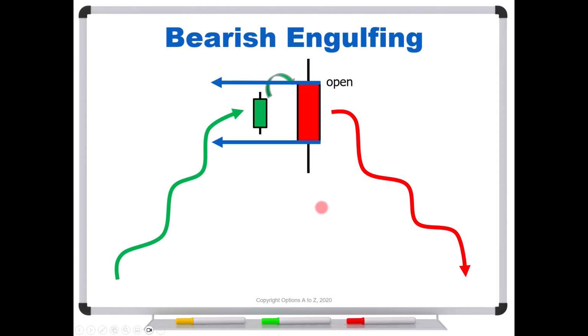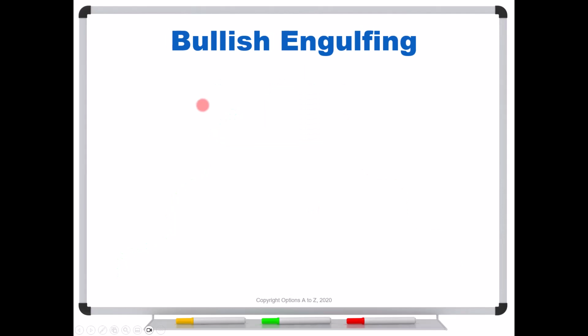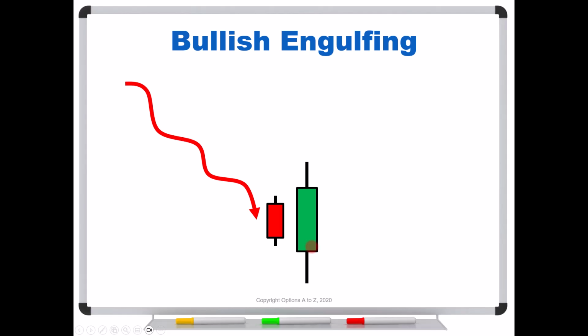So once you understand a bearish engulfing, the bullish engulfing is just the opposite. So let's take a look at a bullish engulfing. Again, it's going to be the opposite, so we're going to see a long extended downtrend. And the longer, the more meaningful it's going to be. And then yesterday, we get a red candle, which looks like this downtrend is still in full force. But then something different happens today. Today we get this green candle.